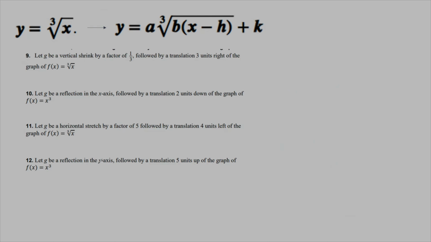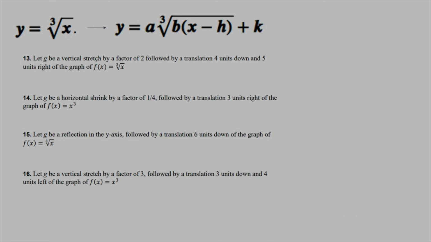The last one, let g be, okay, so the parent function is f of x equals x cubed. G be a reflection in the y-axis. So y-axis, that means my x will become negative x. Just like negative x whole cube. Followed by a translation of 5 units up. So that means 5 will be added. So like negative x cubed plus 5. So that is my new function.